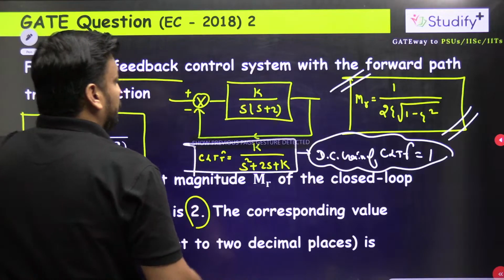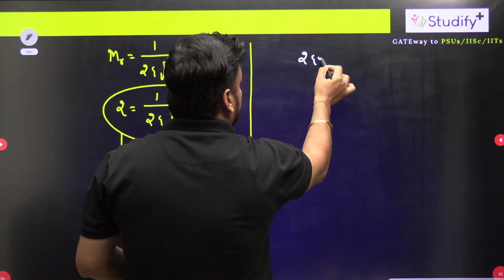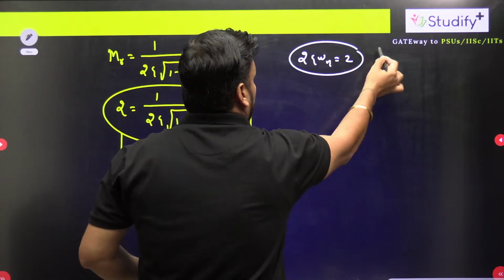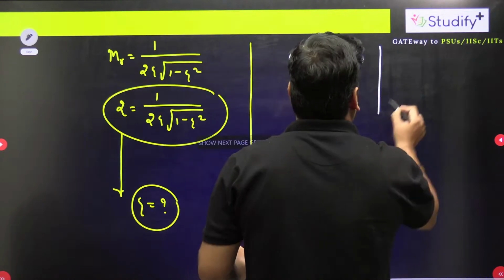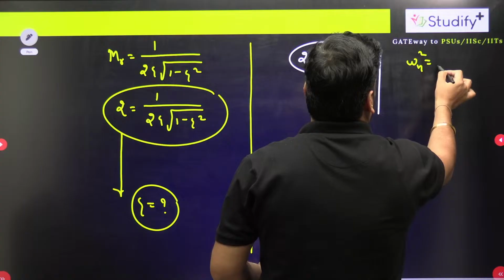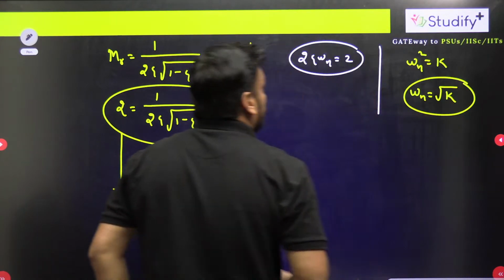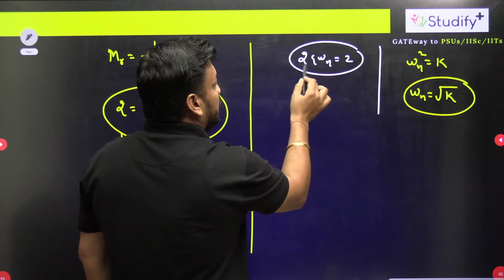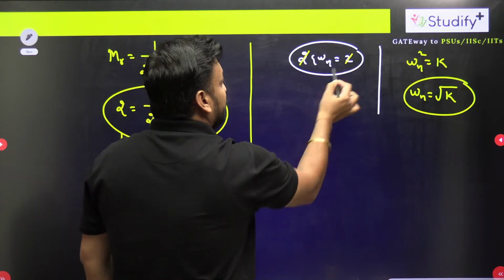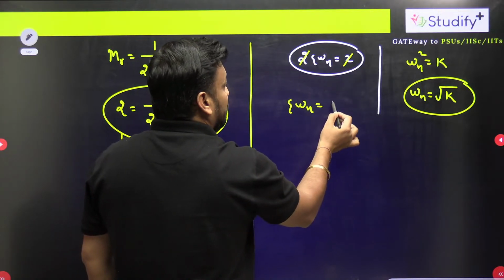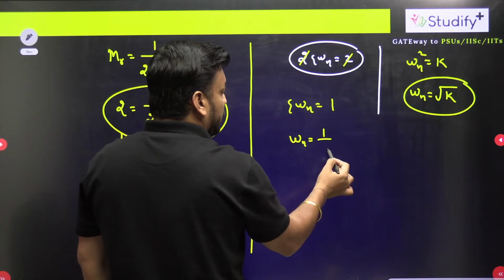And we have one more condition, sir. If you compare this characteristic equation, then we will get twice zeta omega n equal to 2, and we will also get omega n square equal to K, so omega n equal to root K. Zeta will come from here. 2 gets cancelled, so zeta omega n equal to 1. Once you have zeta, you can calculate omega n, so omega n equal to 1 by zeta.